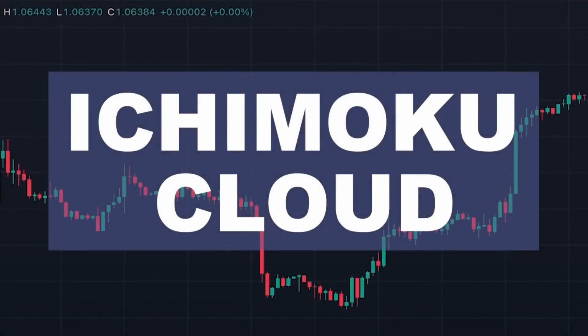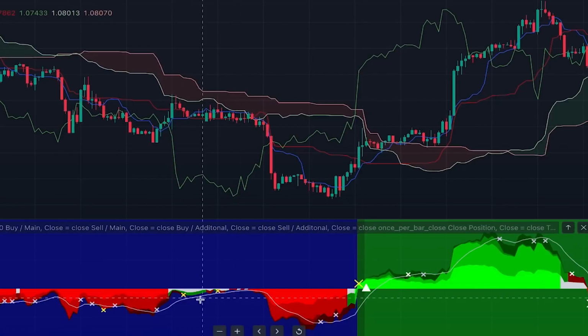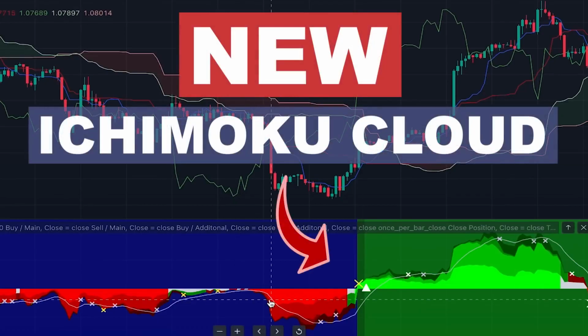Ichimoku Cloud. If you're a trader, you've definitely heard the name of this popular indicator. But when you add it to your chart, it may seem a little confusing because you see many lines cluttering your chart. Today I want to introduce a new version of Ichimoku Cloud, in the form of an oscillator placed below the chart and giving perfect entry and exit signals. If you're interested to know more about this indicator, stay tuned and let's get started.